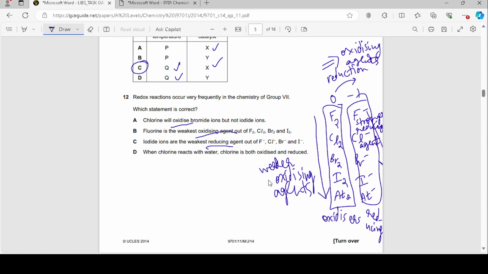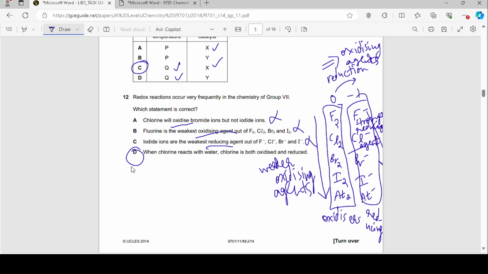And therefore, if I look at the options now: chlorine will oxidize bromide ions but not iodide ions. But it can oxidize both bromide and iodide, I would say. So this is wrong. It can oxidize both of them. So A is not right. Fluorine is the weakest oxidizing agent out of fluorine, chlorine, bromine, iodine? No, it is the strongest, in fact. This is wrong as well. Iodide ions are the weakest reducing agent out of fluoride, chloride, bromide, and iodide? No, they're the strongest out of these four, so that's wrong as well. So that leaves only option D.